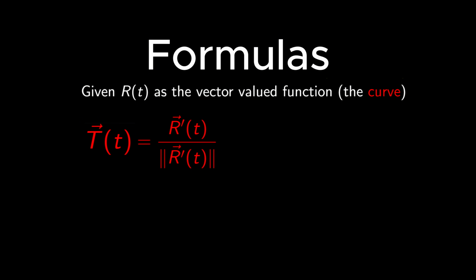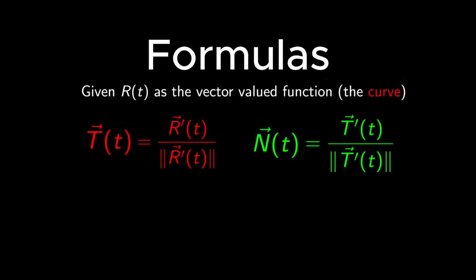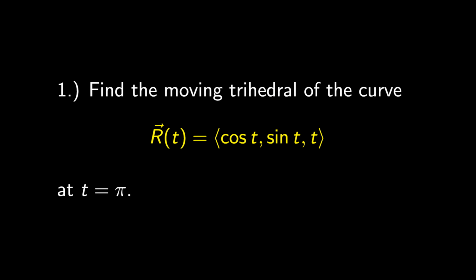The unit tangent vector is described as the derivative of your curve divided by its magnitude. Now, for the normal vector, you simply take the derivative of your unit tangent vector and then divide by its magnitude. Then finally, we have the unit binormal vector, which is the cross product of the unit tangent vector and the unit normal vector. Let us now consider the following example.